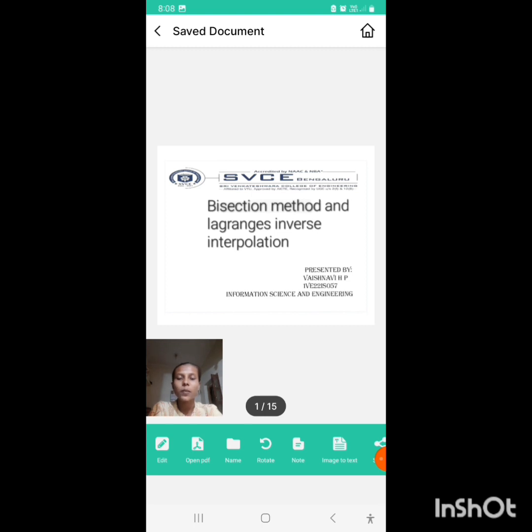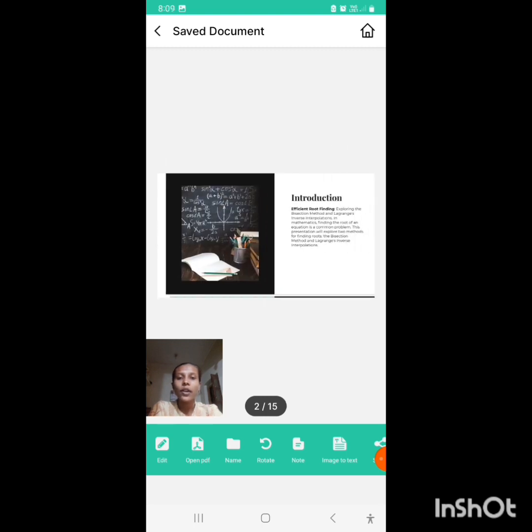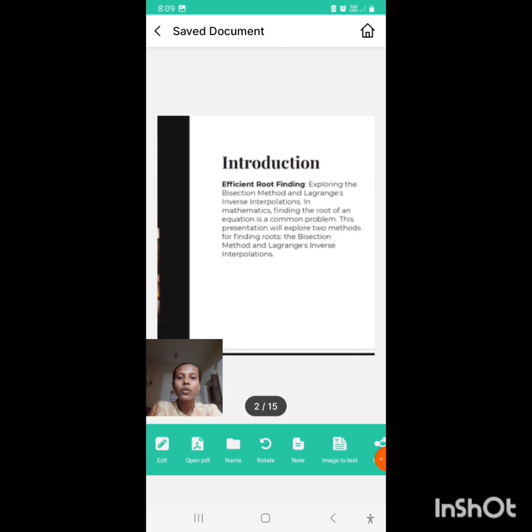I'm going to explain about the bisection method and Lagrange's inverse interpolation. Introduction: Efficient root finding. Exploring the bisection method and Lagrange's inverse interpolation in mathematics. Finding the root of an equation is a common problem. This presentation will explore two methods for finding roots: the bisection method and Lagrange's inverse interpolation.